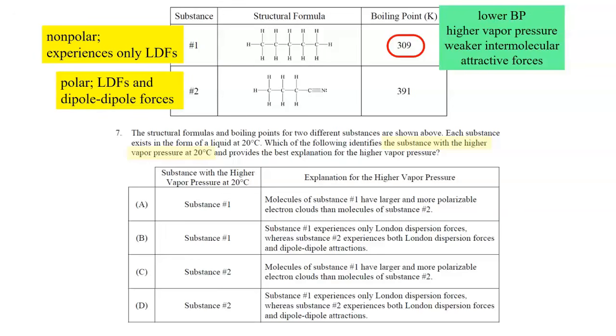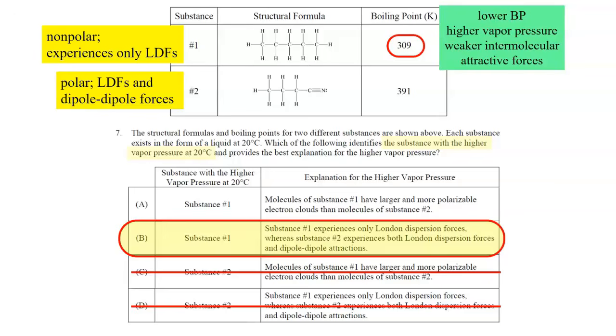So the correct answer to question 7 is substance 1, which means the answer is either A or B, but I'm looking for an explanation that involves that difference in the relative strength of the attractive forces. Substance number 1 experiences only London dispersion forces, whereas substance number 2 experiences both London dispersion forces and dipole-dipole attraction. So the correct answer to question 7 is choice B.